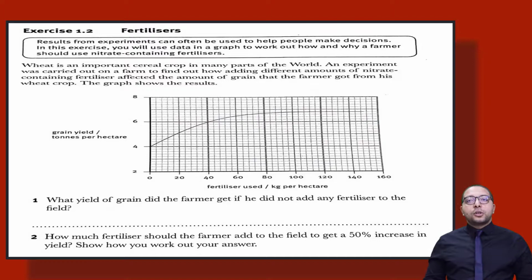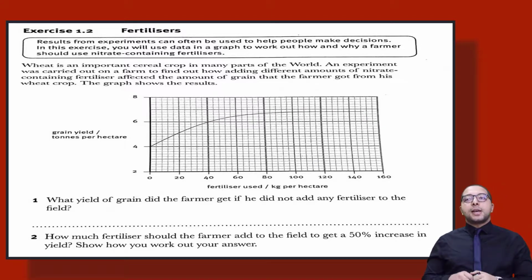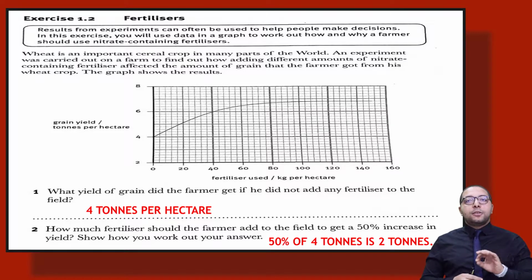Okay, the first question: what yield of grain did the farmer get if he didn't add any fertilizer to the field? As you can see, we can find this from the graph. By adding 0 fertilizer, we're going to get 4 tons per hectare. This is found on the axis, right above the 0, go up. This is the origin point of the graph, 4 tons per hectare.